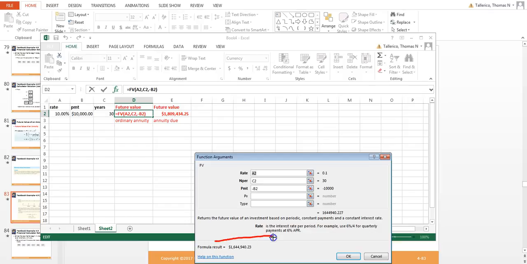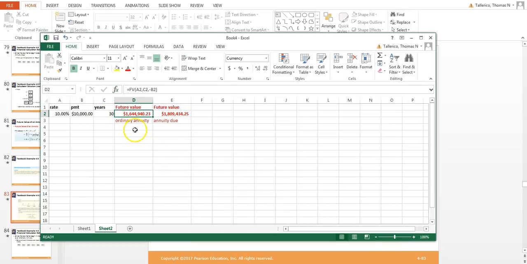So here is our final answer, and that matches quite nicely with what they calculated with the equation. All right, so the other point I wanted to make is this is called an ordinary annuity, as you can see what I wrote right there. If she's putting money in at the end of each period. Ordinary annuity means the end of each period.